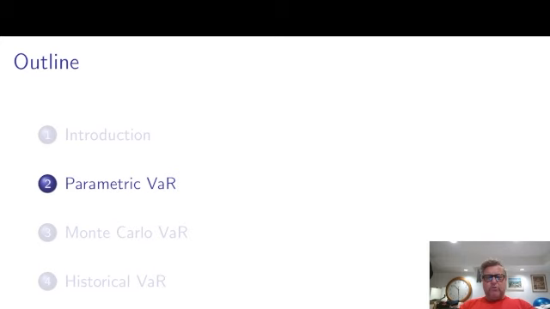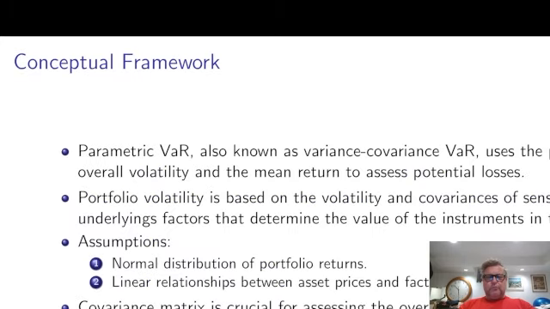So let's start with parametric VaR. Parametric VaR, also some people call it covariance VaR. So we calculate basically the portfolio's volatility and the mean return. And then based on these two measures, we assess what the possible loss is. You will see that the confidence level of a loss is based on the volatility or the variance of the portfolio's value. So how do you calculate the portfolio volatility?